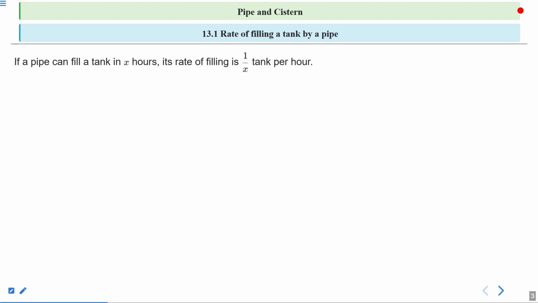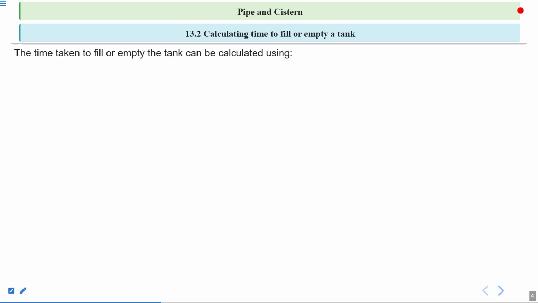The rate of filling of a tank by a pipe: if a pipe can fill a tank in X hours, its rate of filling is 1 upon X tank per hour. Calculating time to fill or empty a tank: time taken to fill or empty the tank can be calculated using time equals 1 upon effective rate.